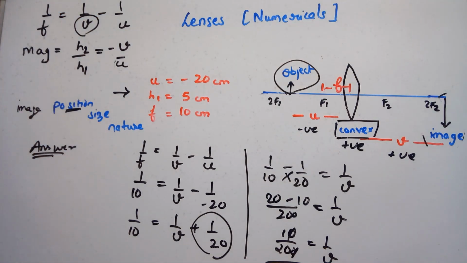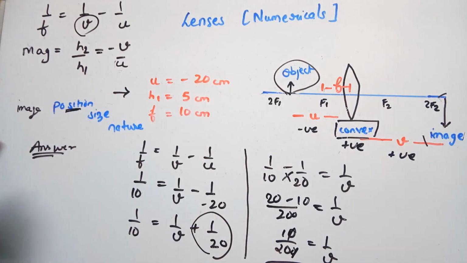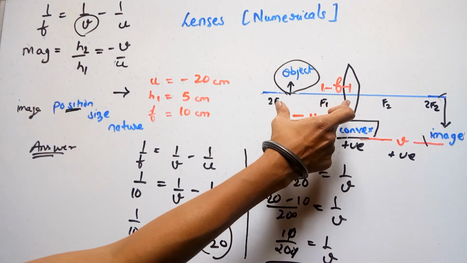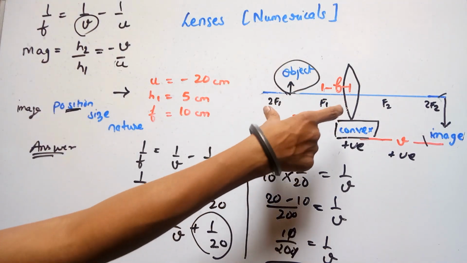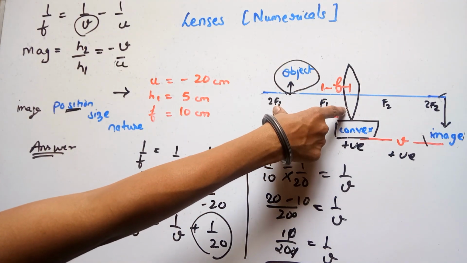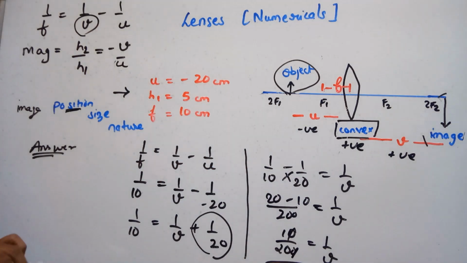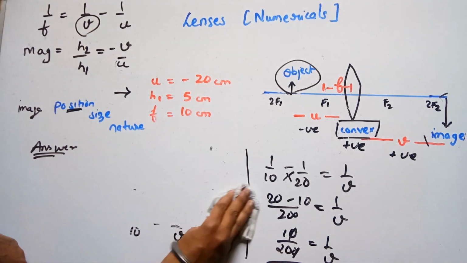So v, that is the position of the image. If you look, the object was at 20, the image is also at 20. So the object was at 2f1, the image is also at 2f2, because only when the object is at 2f1, the image will be at 2f2, the same distance. Only in one case are both at the same distance.